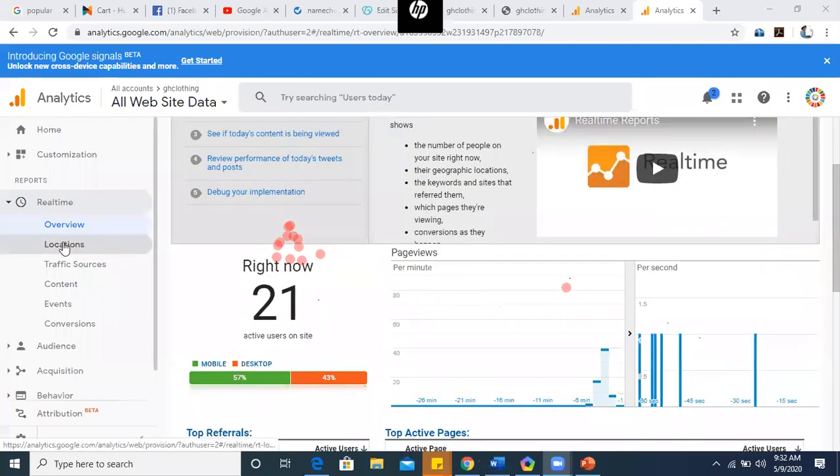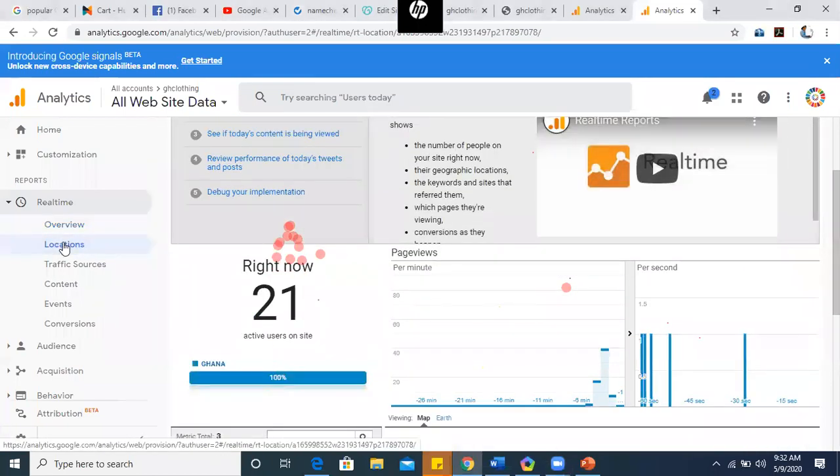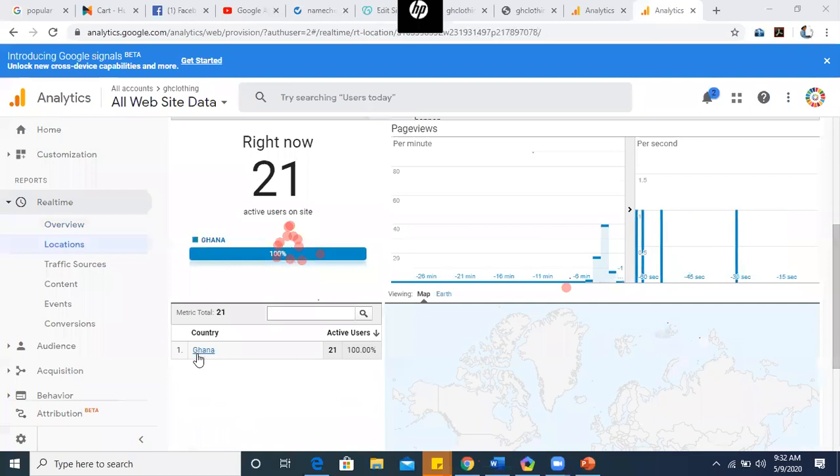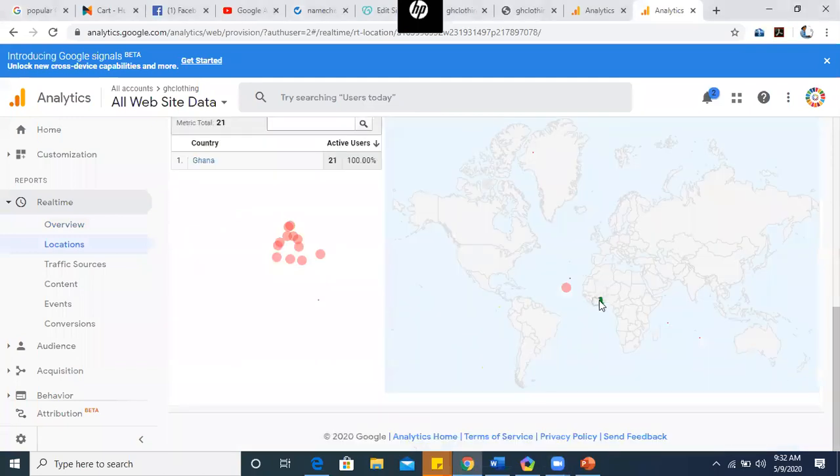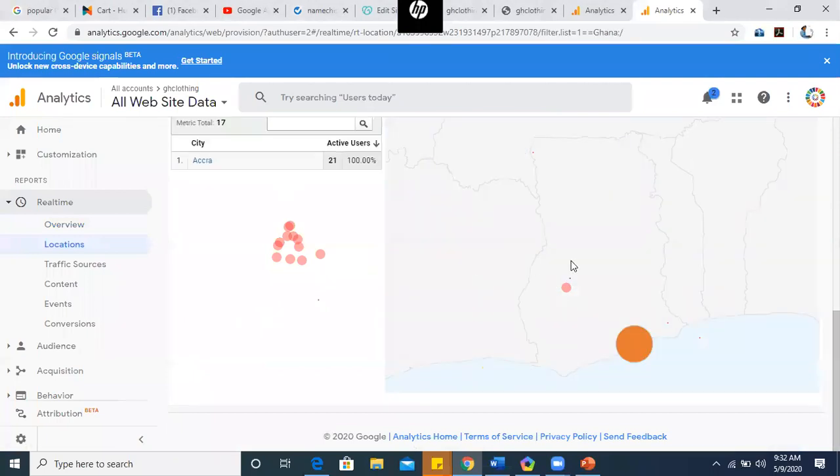Now let's look at the second thing, location. Location is talking about where they are actually connecting from. So those who are coming to your website, where are they coming from? All of you are coming from Ghana. All the 21 of you who entered the platform are coming from Ghana. If I look at the global website here, I can zoom into Ghana and look at what is happening. I zoom in and I can see the Ghana map here. All of you are in Accra.